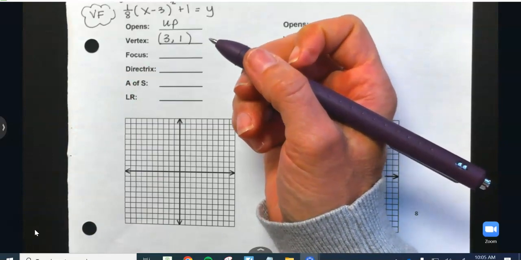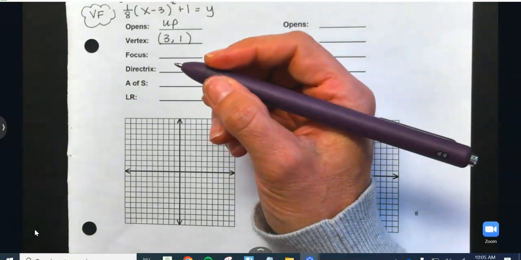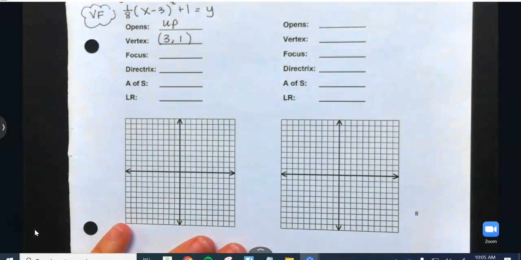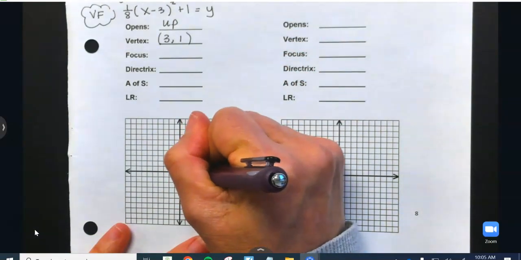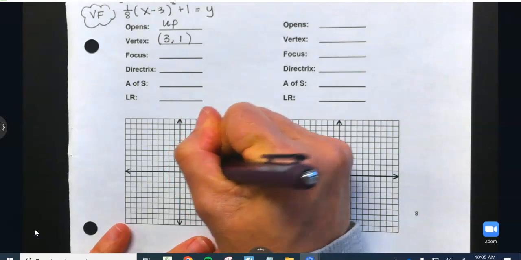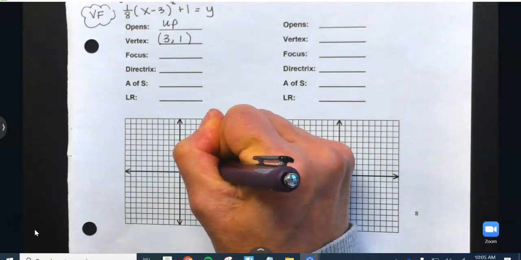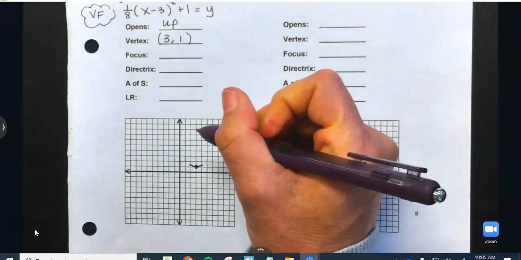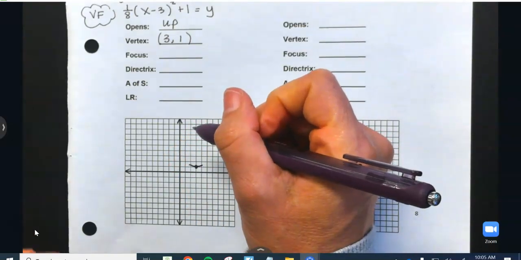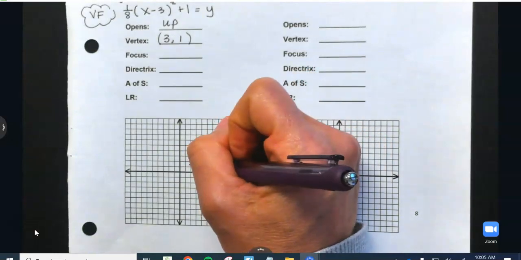Let's plot the vertex at positive 3, 1. And then remember, y'all just told me this opens up. I kind of go ahead and draw that part of the graph. Because once I draw that part of the graph, everything falls into place.